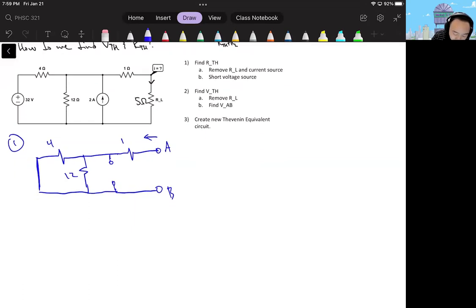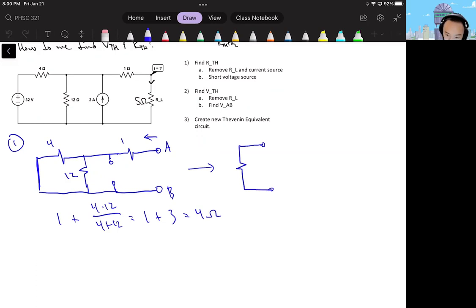In this case, if I reduce it down, starting from A, I have 1 ohm plus, since this is a parallel connection, I'm going to use my shortcut, 4 times 12 divided by 4 plus 12. What this reduces down to is 1 plus 3, which is equal to 4 ohms. Just so you can visually see what's happening, I reduced it down to this, and then A and B like so.